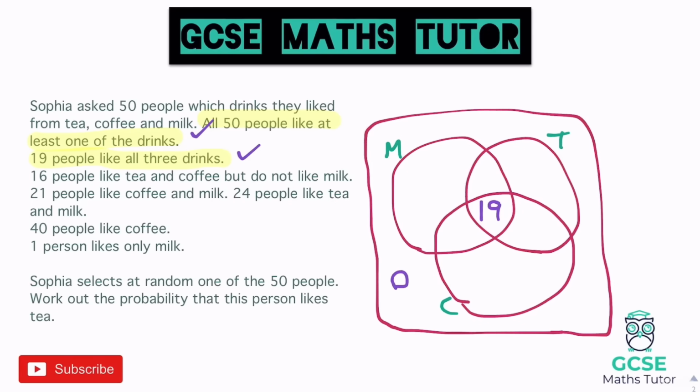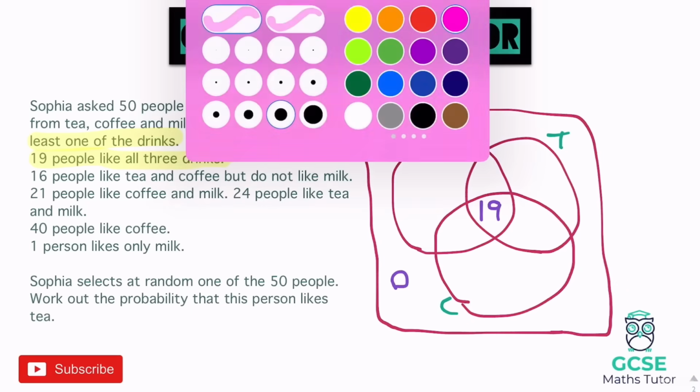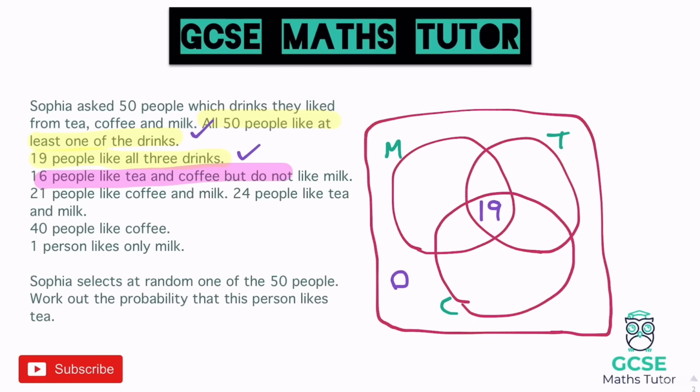So that next one says 16 people, I'm going to swap to a different colour here, it says 16 people like tea and coffee but don't like milk. So the people that like tea and coffee are going to be in the crossover between the T and the C circles, but they do not like milk, so that's fine, we can put them in there, 16 that like tea and coffee but do not like milk. There we go, tea and coffee but don't like milk.